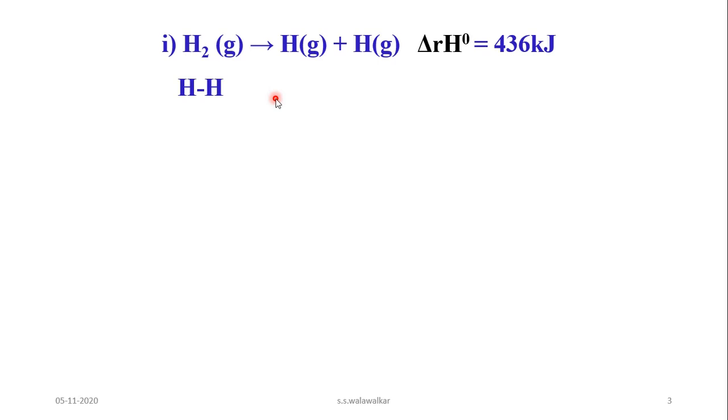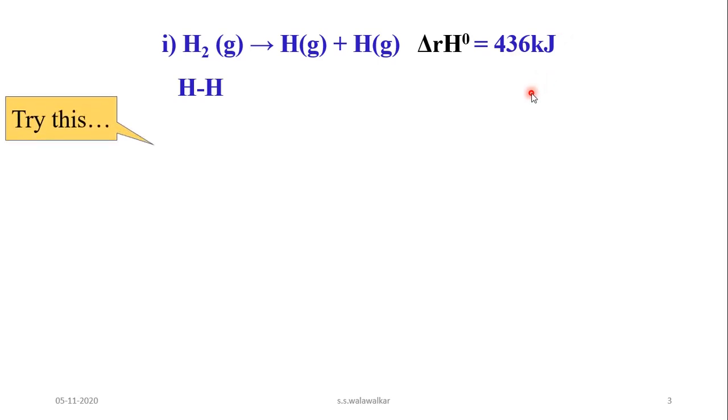Enthalpy of atomization means what? Enthalpy change accompanying the dissociation of 1 mole of gaseous substance. Here 1 mole of hydrogen gas is there in the equation. So dissociation of 1 mole of gaseous substance into atoms is known as enthalpy of atomization. So this value is also equal to enthalpy of atomization.